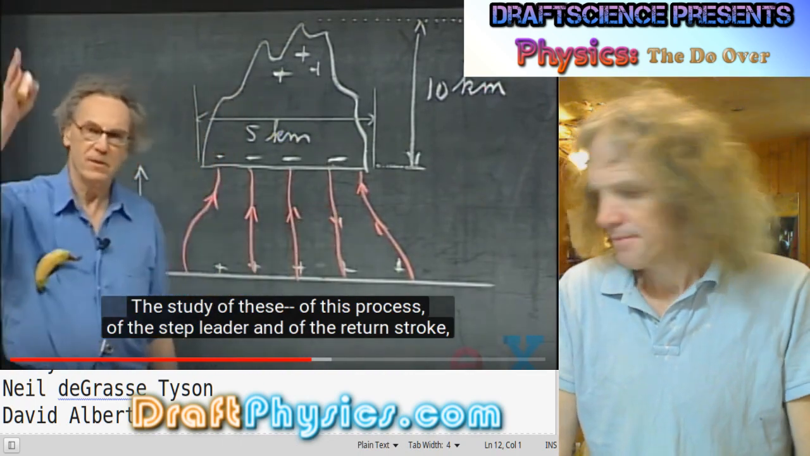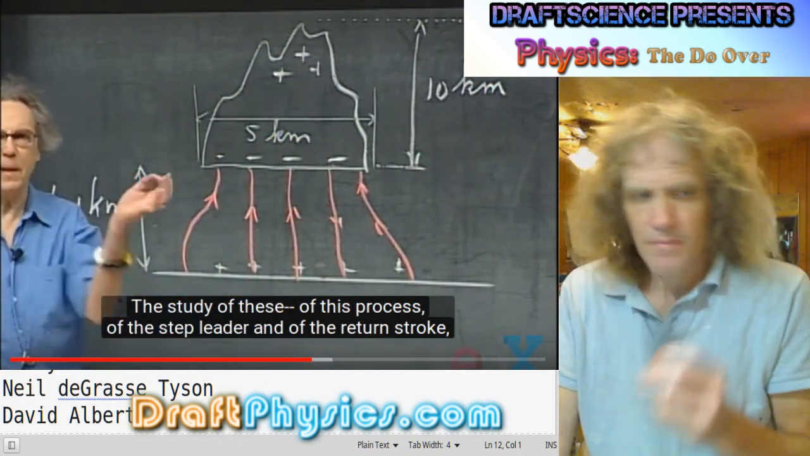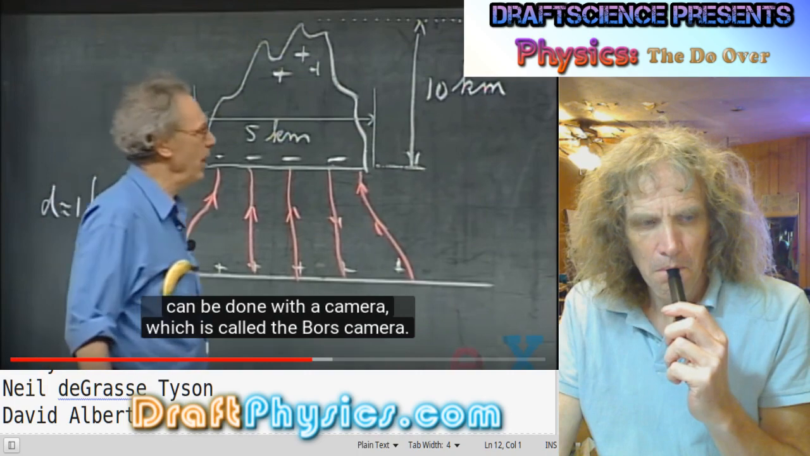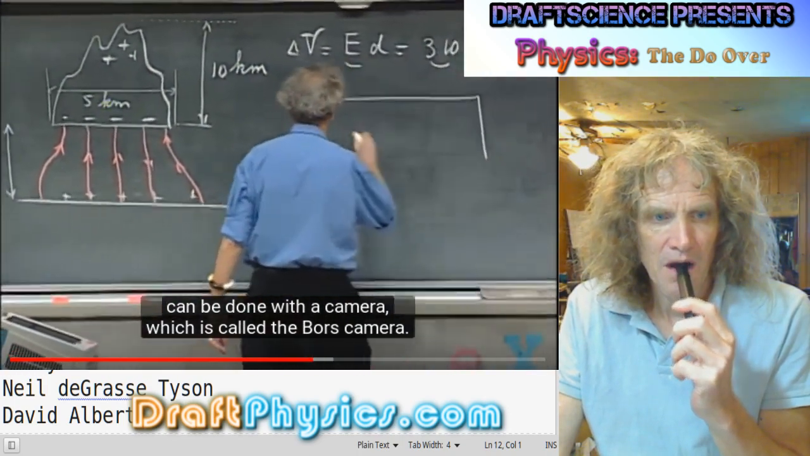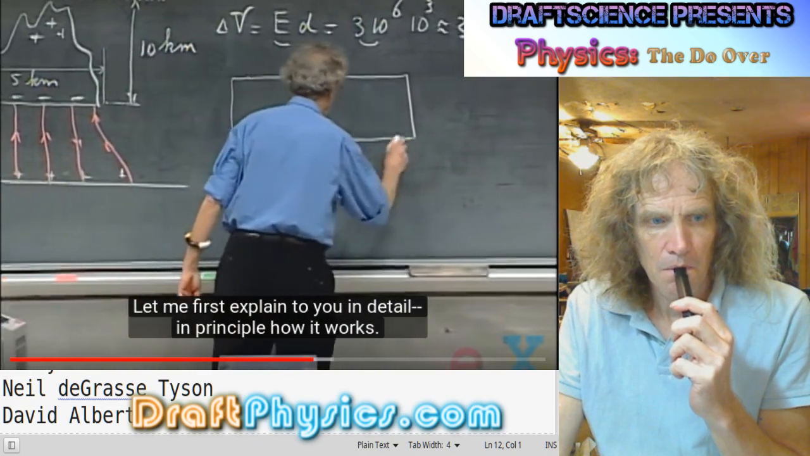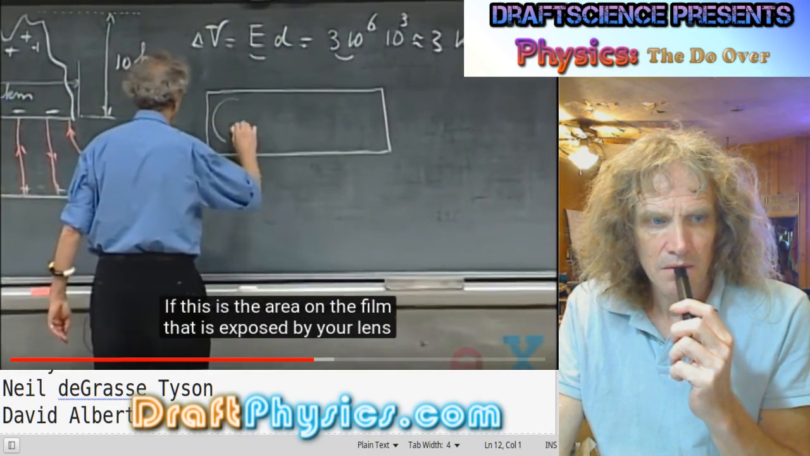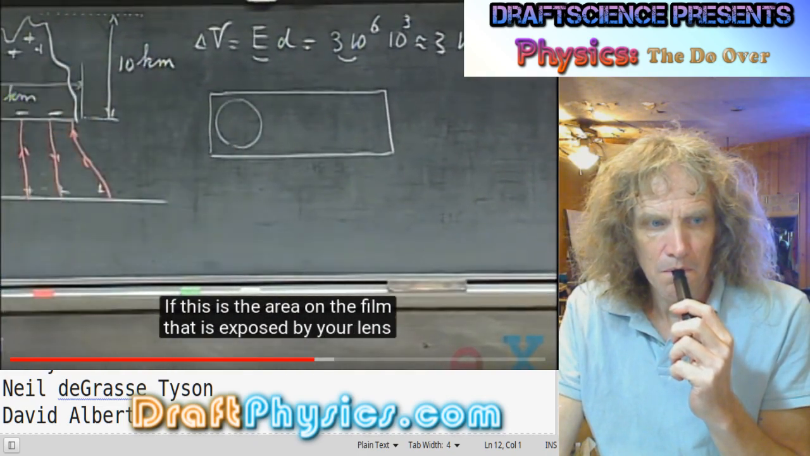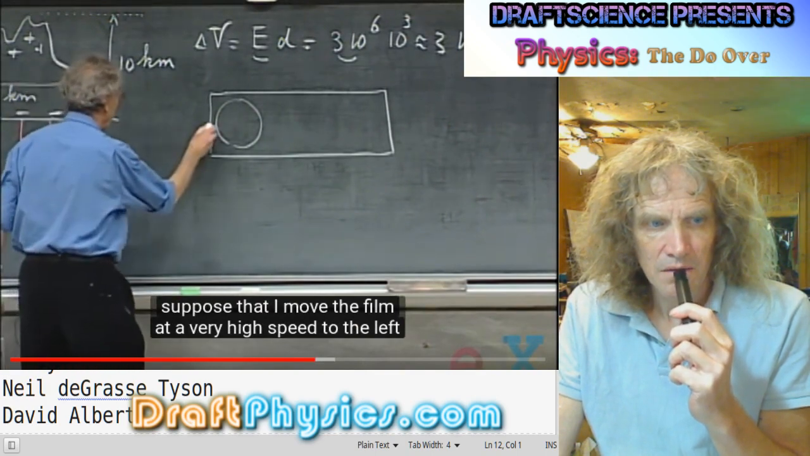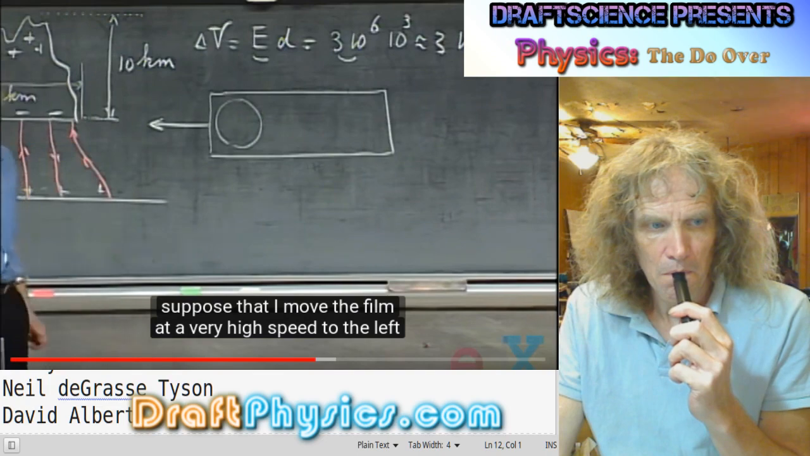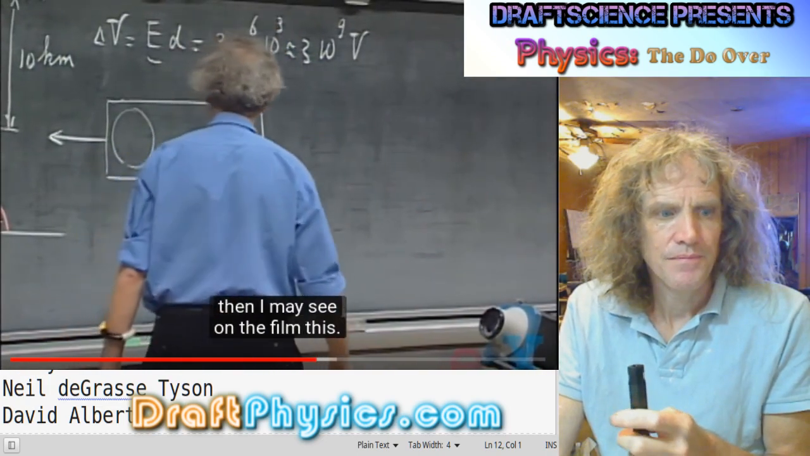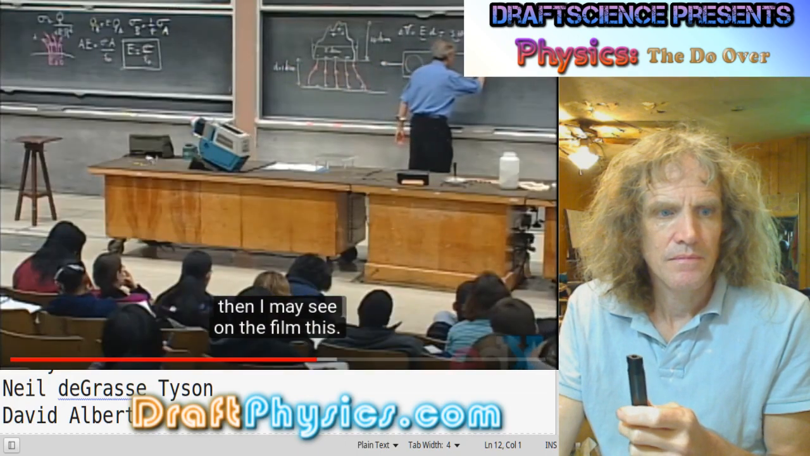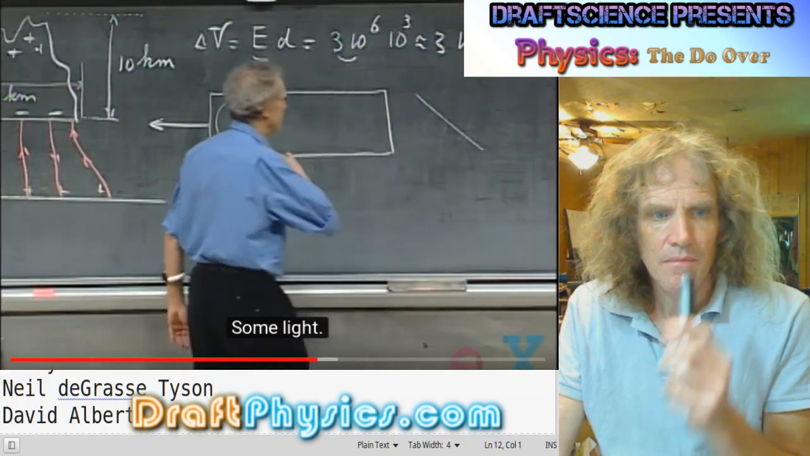The study of this process, of the step leader and of the return stroke, can be done with a camera which is called the Boyer's camera. Let me first explain to you in detail, in principle, how it works. If this is the area on the film that is exposed by your lens, suppose that I move the film at a very high speed to the left, and suppose the step leader comes down, and I see some light from the step leader, then I may see on the film this, some light.